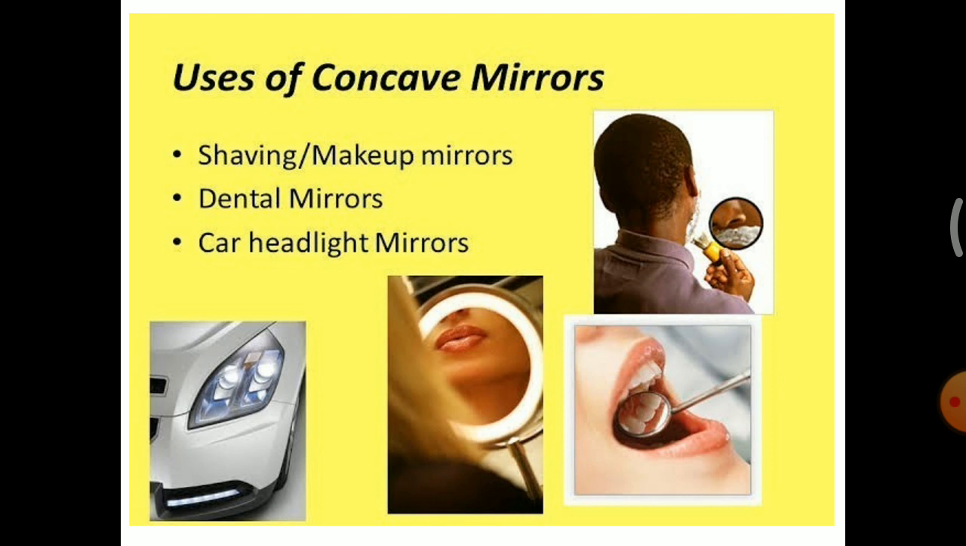Then dental mirrors. Look at this diagram. Here the dentist uses the concave mirror to view the teeth because it enlarges the size of the teeth. The next one, car headlight mirrors are made by concave mirrors. So these are the uses of concave mirrors. The first one is shaving and makeup mirrors. The next one, dental mirrors and car headlight mirrors.